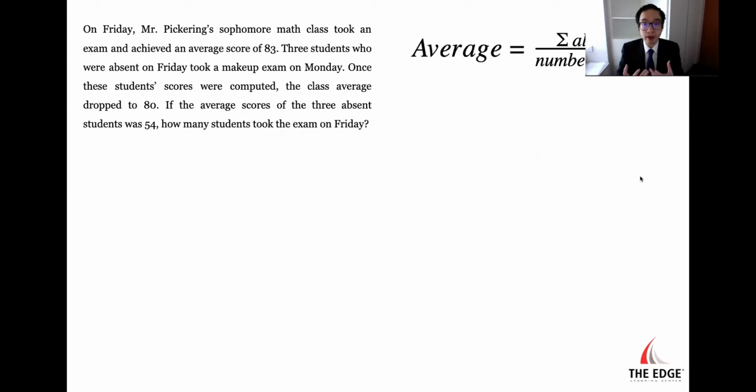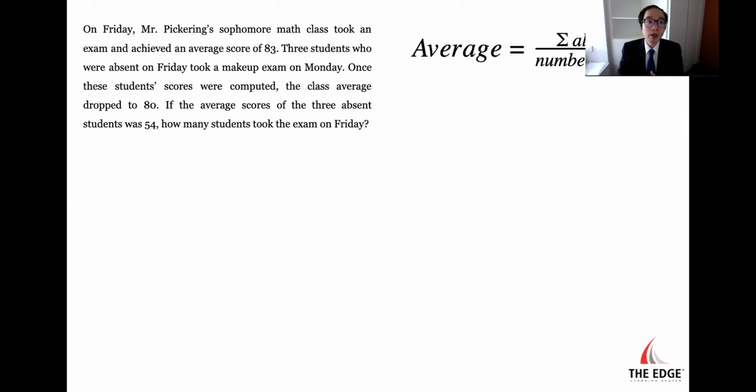So this is an example of a slightly more difficult ACT average value question. On Friday, Mr. Pickering's sophomore math class took an exam and achieved an average score of 83. Three students who were absent on Friday took a makeup exam on Monday. Once these students' scores were computed, the class average dropped to 80. If the average score of the three absent students was 54, how many students took the exam on Friday?